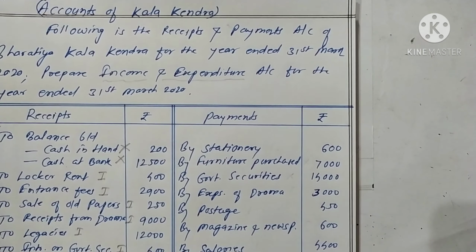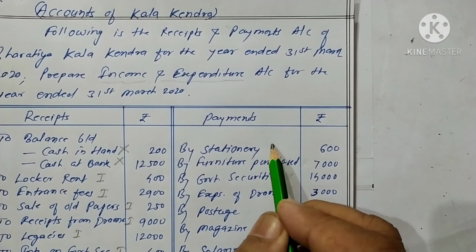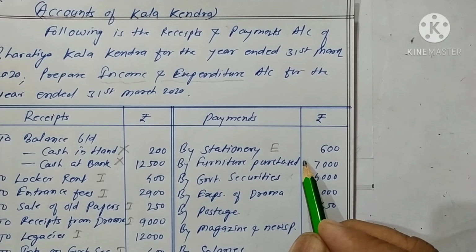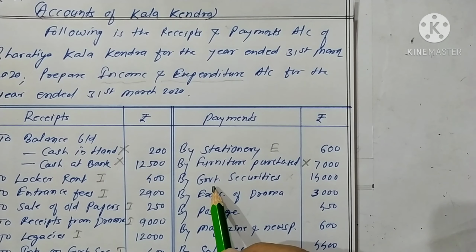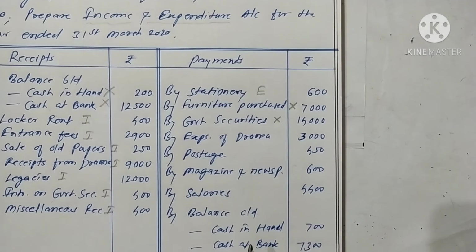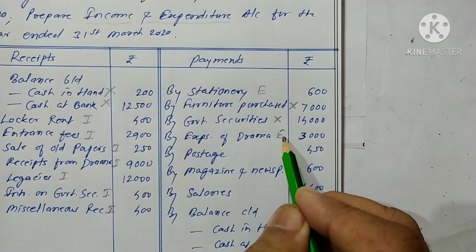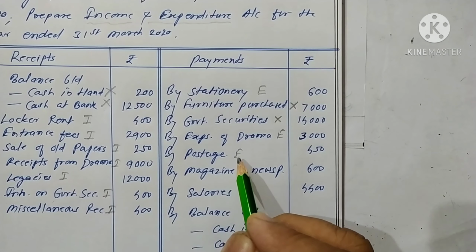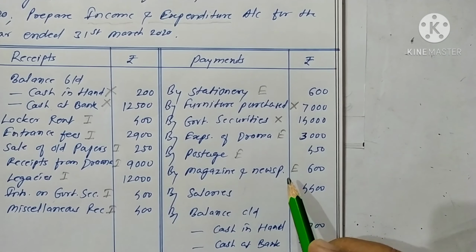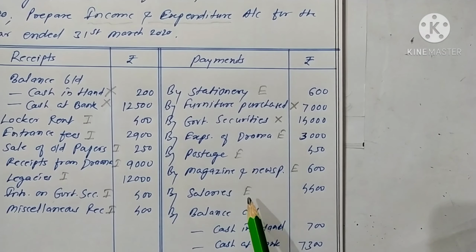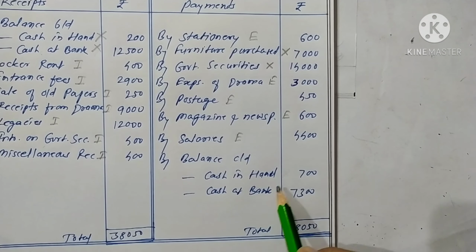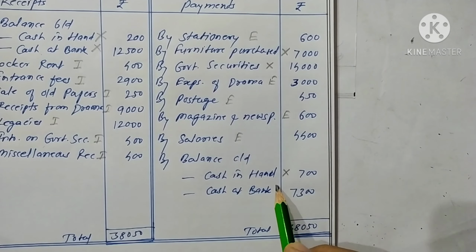Now the payment side. Stationery is an expense. Furniture purchased is an asset, so it will not affect the answer sheet. Government securities is also an asset, and will not affect the answer sheet. Expense of drama is an expense. Postage is also an expense. Magazines and newspapers is a revenue expense. Salaries are also expenses. Now balance carried down: cash in hand and cash at bank are assets and will not affect the answer sheet.